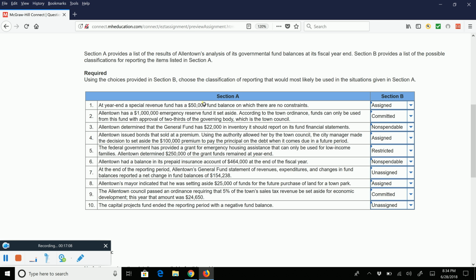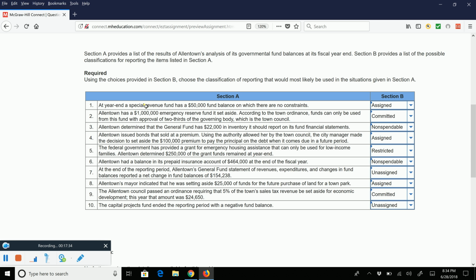The fact that the money is already set aside in a special revenue fund, that fact alone, that we put $50,000 into this special revenue fund, even though there are no constraints, because it is set aside, some management member made a decision on that money. It's assigned. Number 2, Allentown has a $1 million emergency reserve fund set aside.